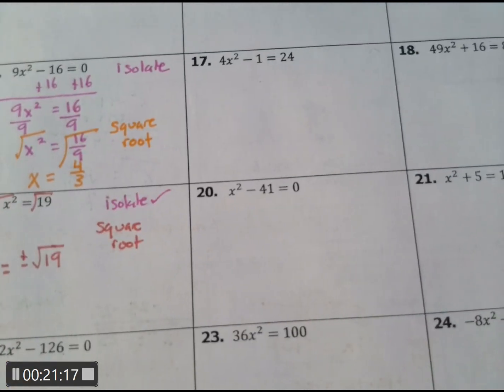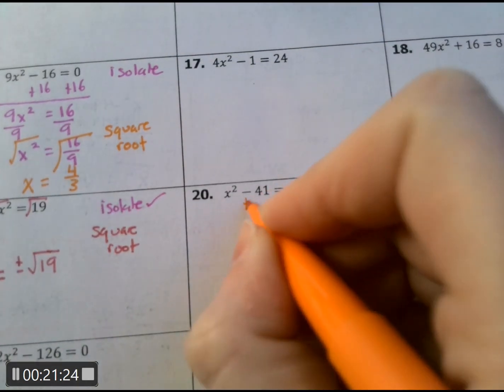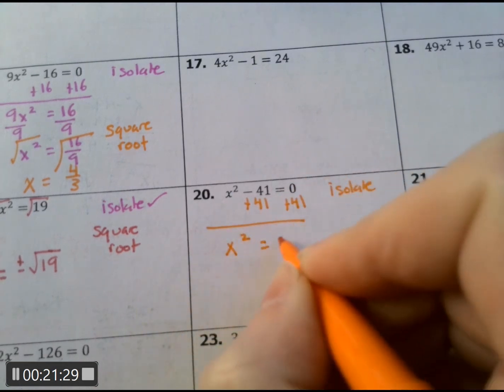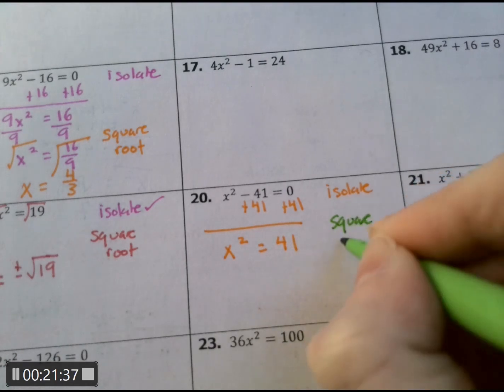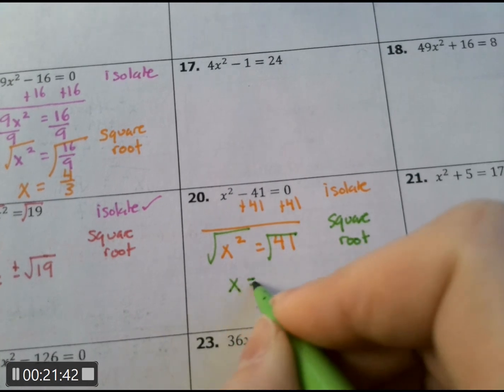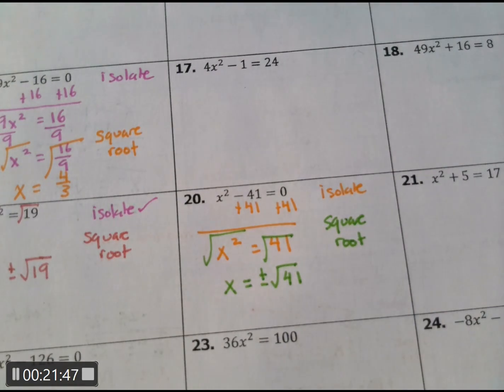Like look at 20. Okay? Isolate your x squared. And so we're going to add 41 to both sides. We're going to get x squared equals 41. So we're going to take the square root. When we take the square root of 41 in your calculators, you're just going to get plus or minus square root of 41. That's okay. That is 100% allowed. All right?